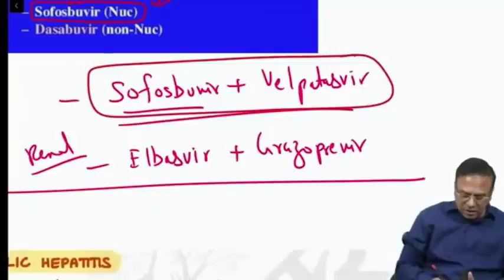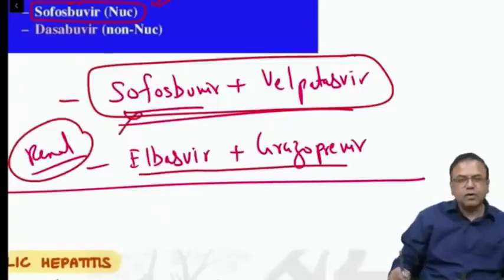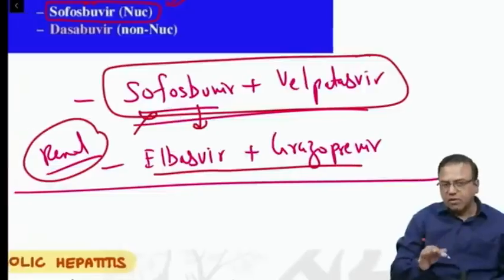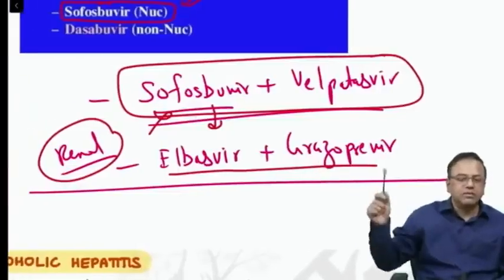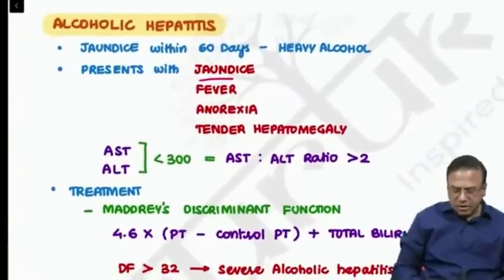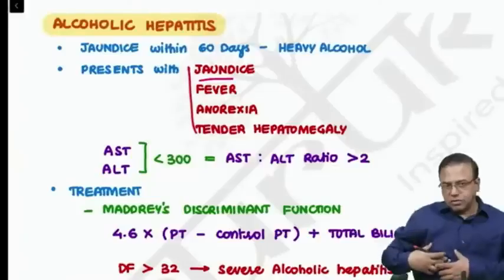If a patient has renal failure, sofosbuvir is contraindicated. Then you have to go for elbasvir and grazoprevir. You cannot use sofosbuvir if the patient has renal dysfunction. So the patient has renal failure: don't use sofosbuvir. Elbasvir, grazoprevir is the answer. If a patient has alcoholic hepatitis, somebody is drinking from morning till night, comes with tender hepatomegaly. Hepatomegaly, this is not cirrhosis.